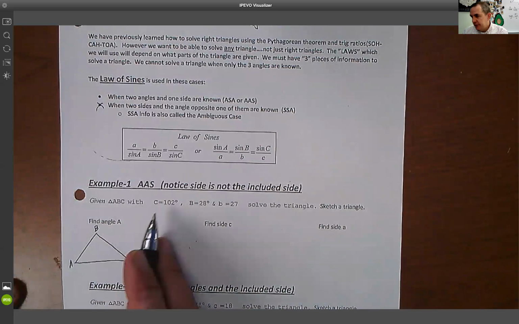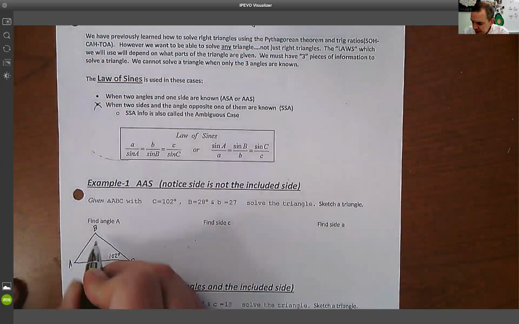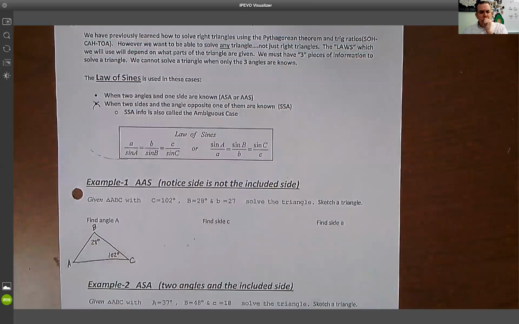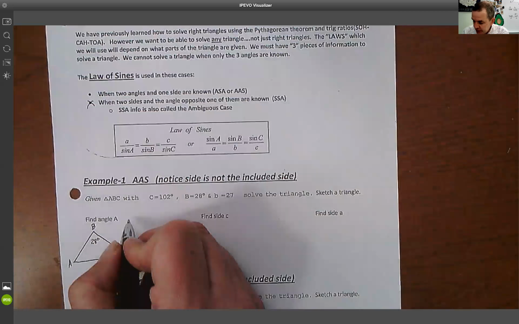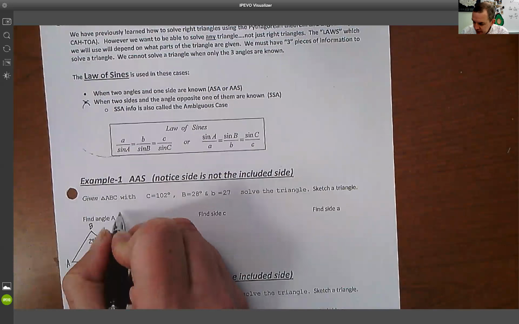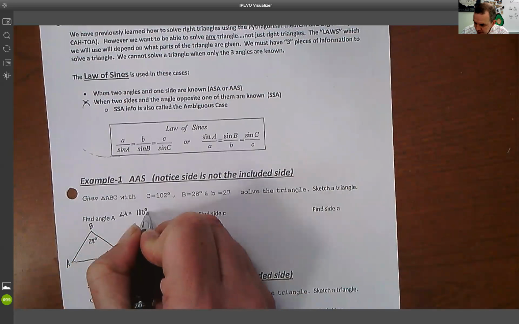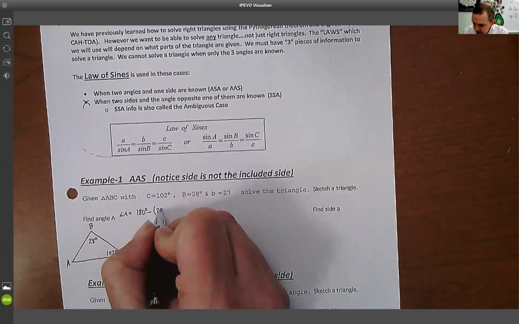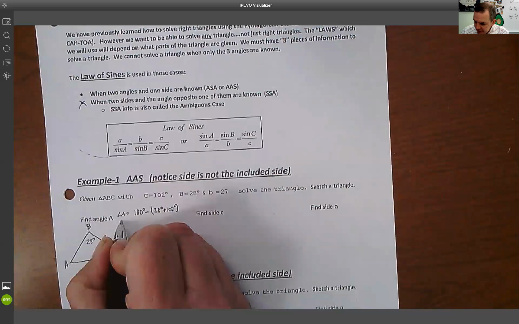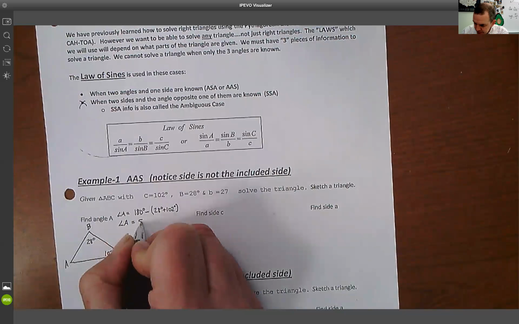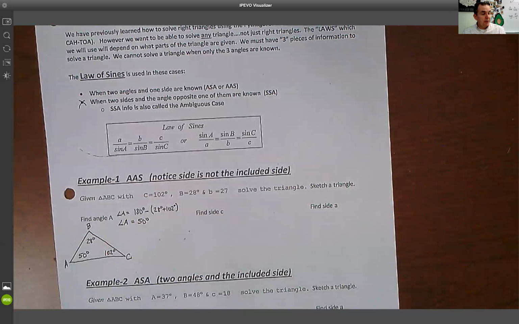And the way it works out is I'm going to fill in the blanks. Angle C measures 102 degrees. Angle B measures 28 degrees. So if I want to figure out the measure of angle A, back to geometry, you know that the measure of angle A is going to be 180 degrees minus the sum of the two we have. So 28 degrees plus 102 degrees. When I do that, I'm going to find out that the measure of angle A is 50 degrees. That tells me that this guy here is 50 degrees. So now I got my triangle, I got my three angle measures.